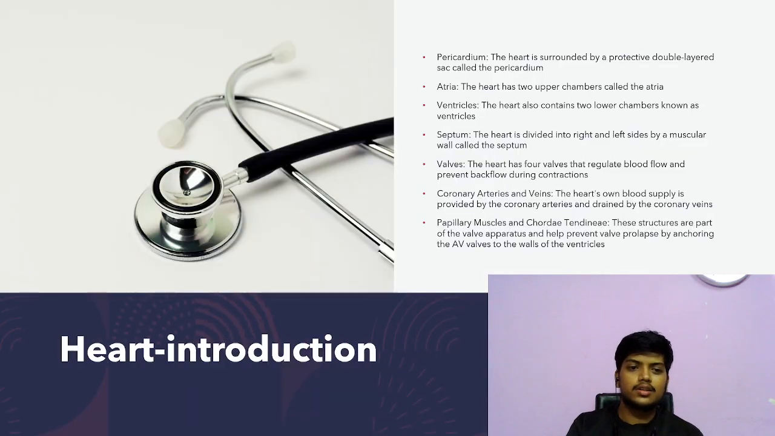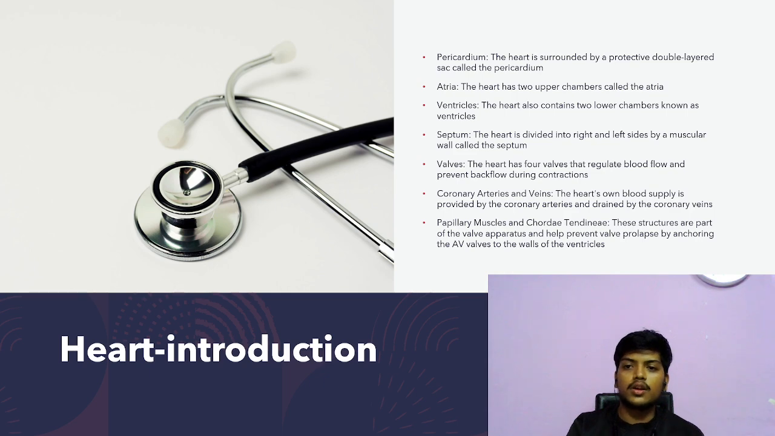So let's start. Human heart introduction. It includes mainly the pericardium, atria, ventricles, septum, valves, as well as coronary arteries and veins, papillary muscles, and chordae tendineae. The heart is surrounded by a protective double-layered sac called the pericardium. The heart has two upper chambers called the atria. The ventricles also have two chambers. Septum: the heart is divided into right and left sides by a muscular wall called the septum.